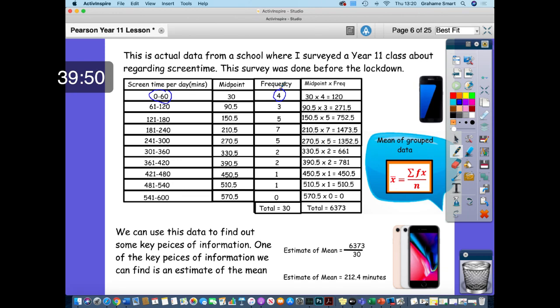So because we don't have the exact values, what we do is we take the midpoint, so halfway between 0 and 60, which in this case is 30, and we multiply it by the frequency. Now that's not going to be the exact values, okay? But it's an estimate, and that's why it's an estimate of the mean, not the actual exact value of the mean. All right, so 30 times 4, we do the midpoint times the frequency, gives me 120, and you can see that's what's in this final column here.